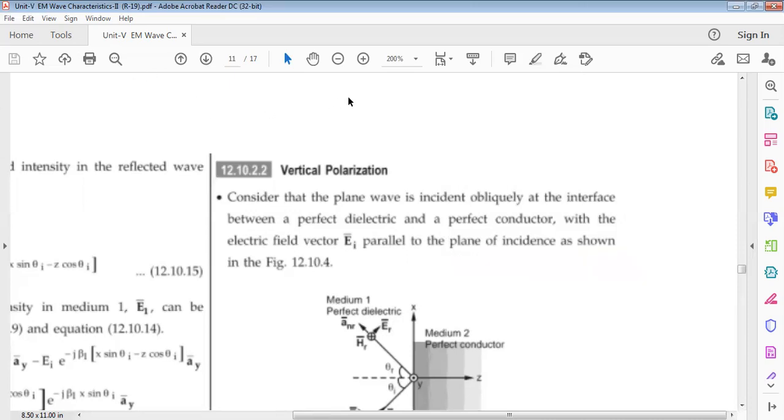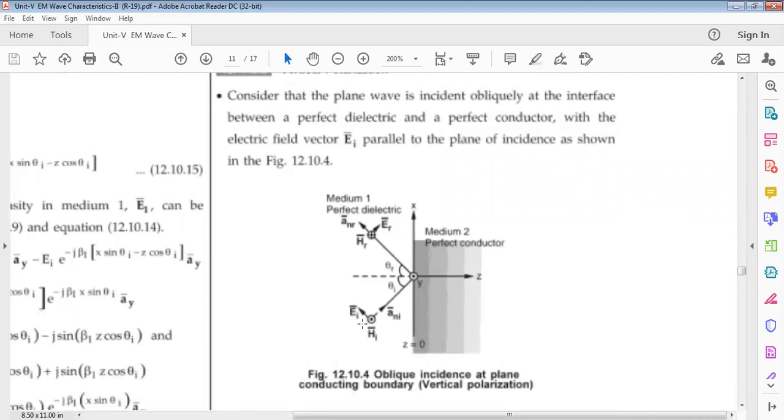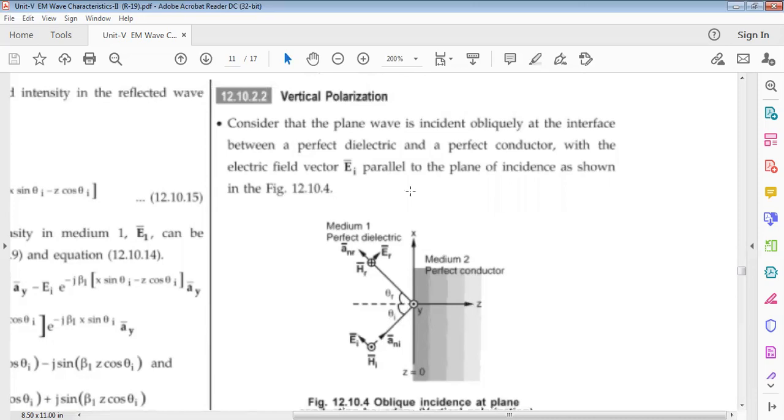Then go for the next one. Horizontal polarization we completed, and now the vertical polarization. What is the vertical polarization saying? When the magnetic field is aligned parallel to the boundary surface, or otherwise perpendicular to the plane of incidence, the magnetic field vector is perpendicular to the plane of incidence while the electric field is aligned parallel to the plane of incidence, then this is called vertical polarization.